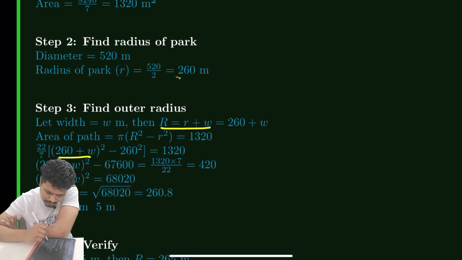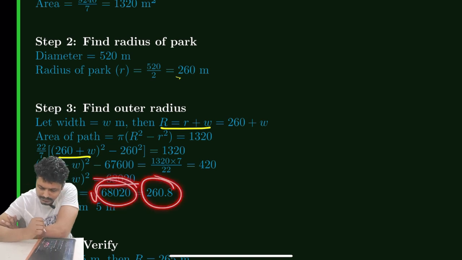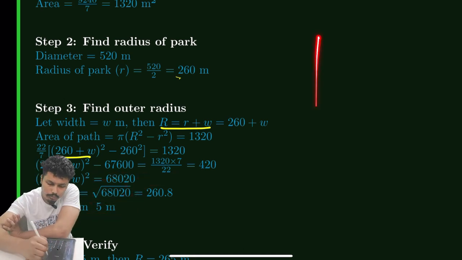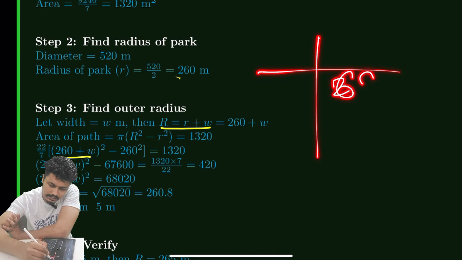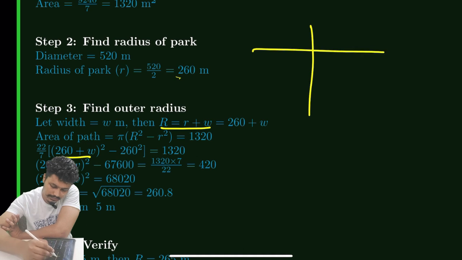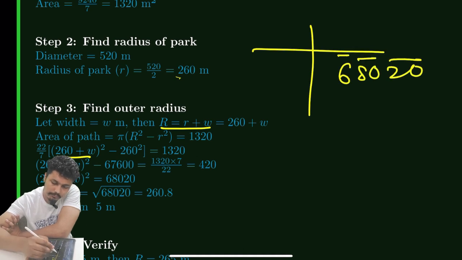260 plus w squared. The square root of this one will get 260.8. And if I take the square root of this one, how to find it out? I hope you know how to find out the square root. We should write down 68020 like this. Take this combined together.